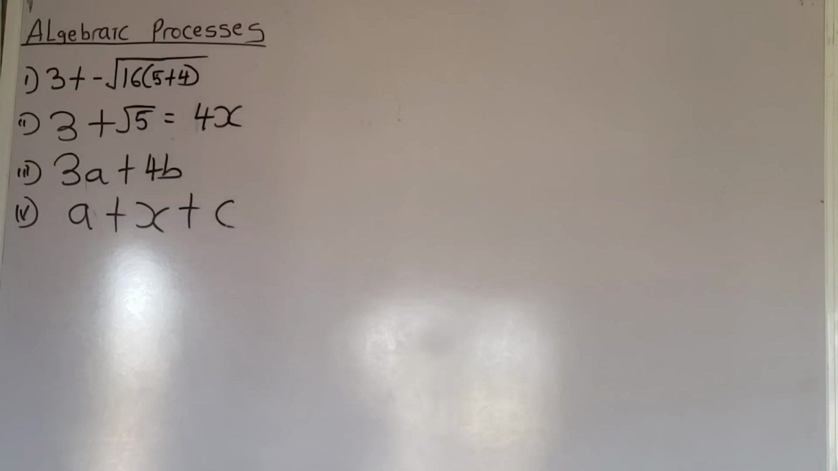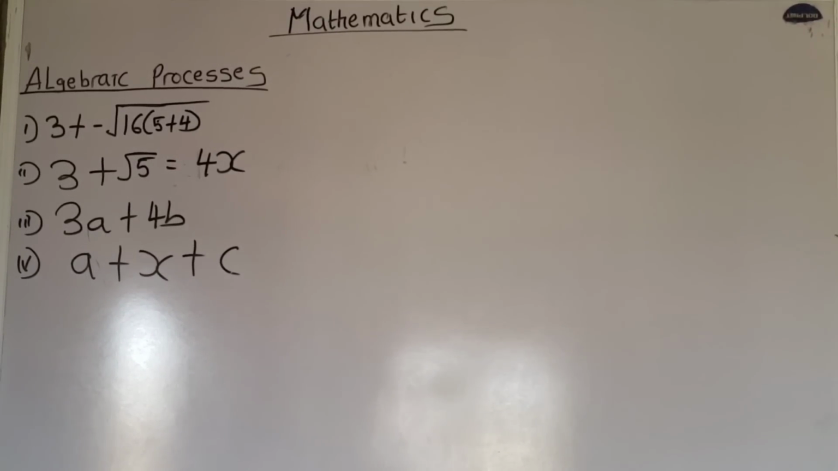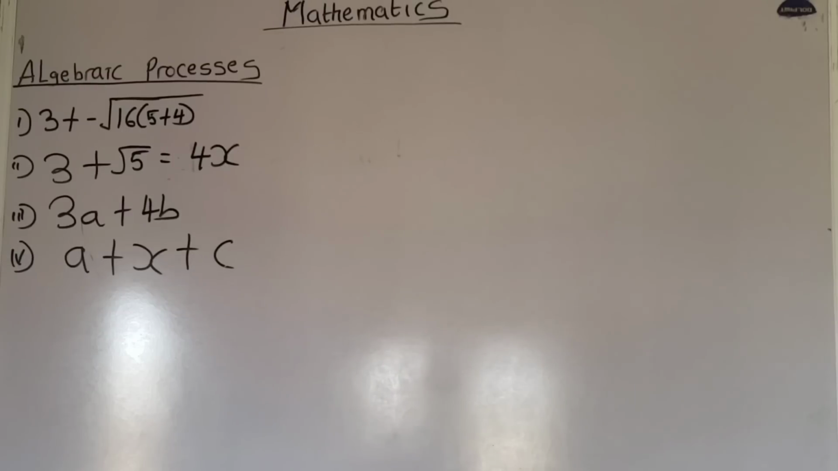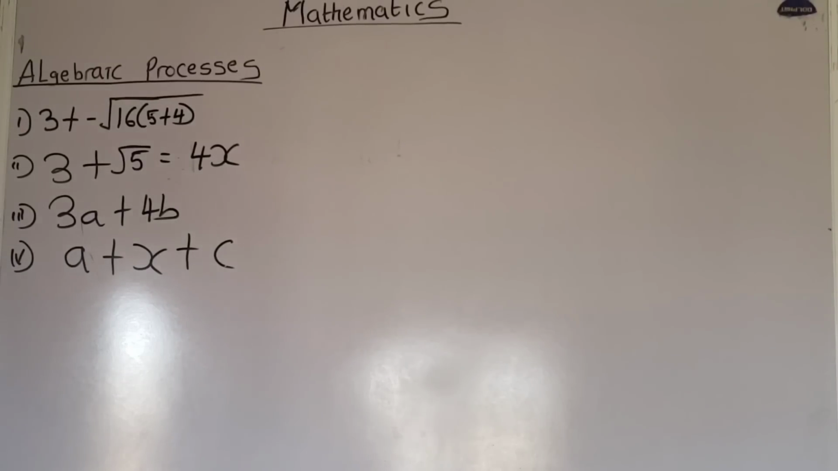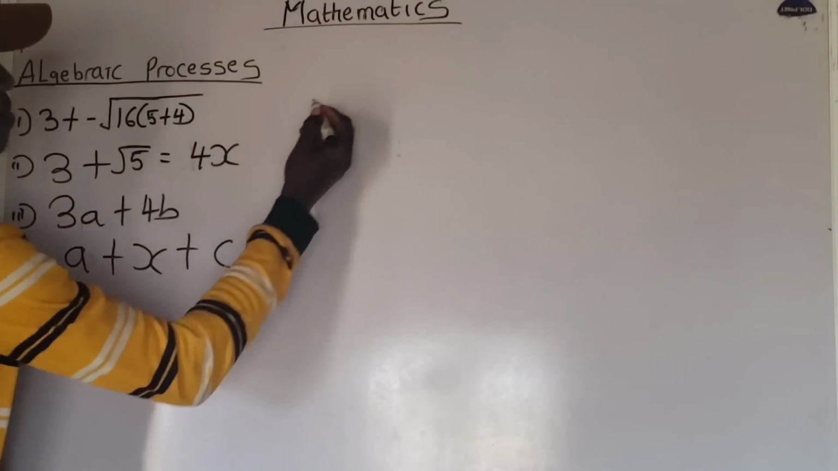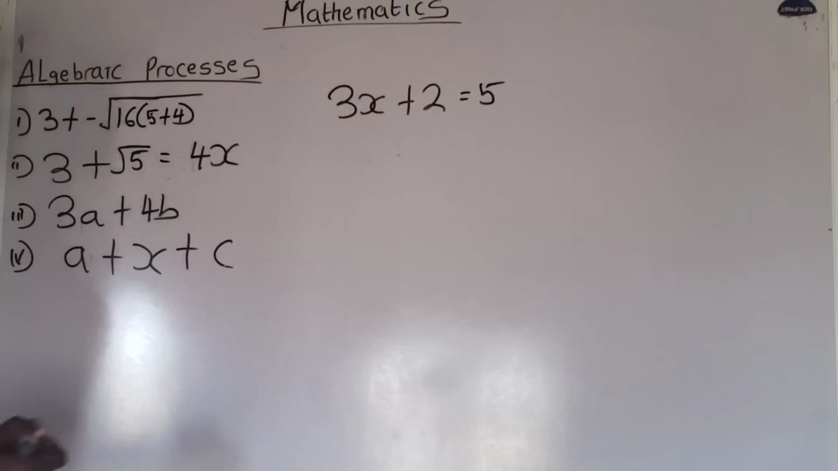Now let's move to simple equation. In this case, we are going to be focusing on linear equation, that is simple linear equation. Simple linear equations are expressions whose highest degree of the unknown is 1. Pay attention. Before we delve into any example, let me give you an example of simple linear equation. For example, let's say we have 3x plus 2 equals 5. This is a simple linear equation.